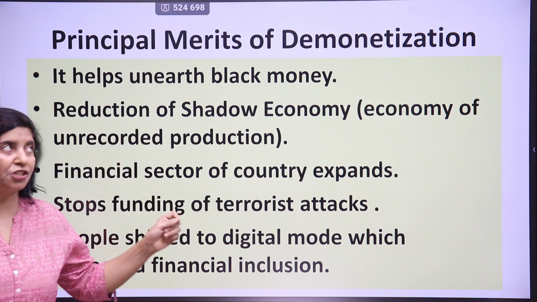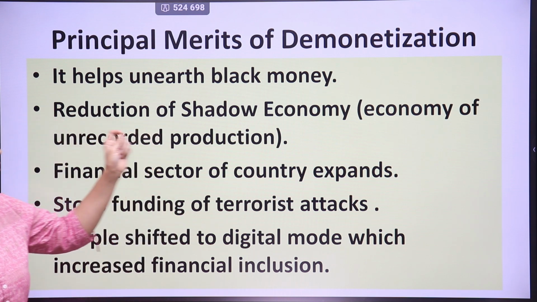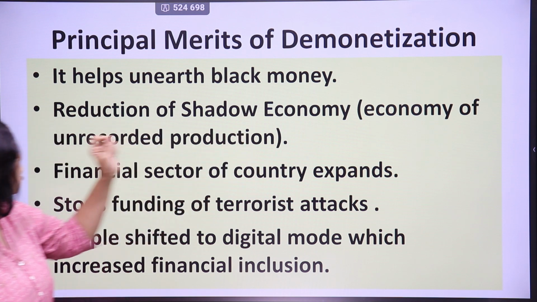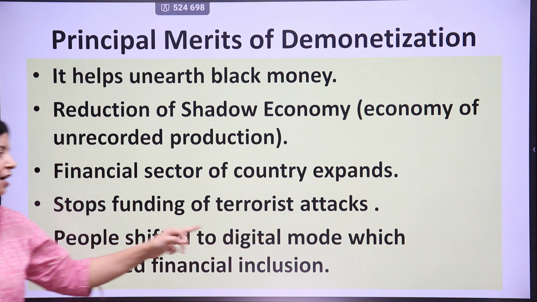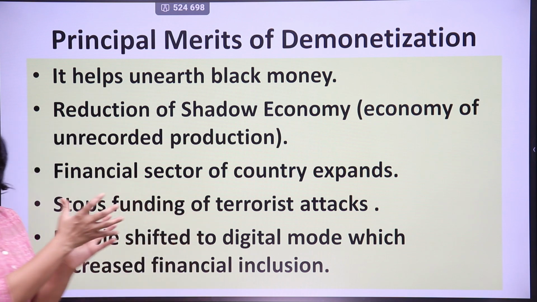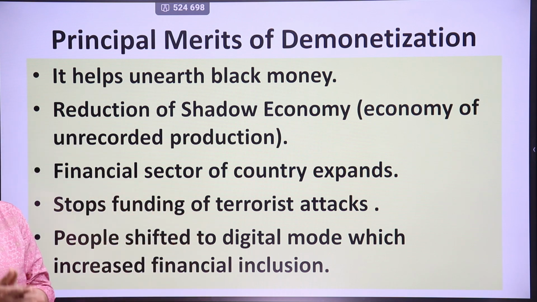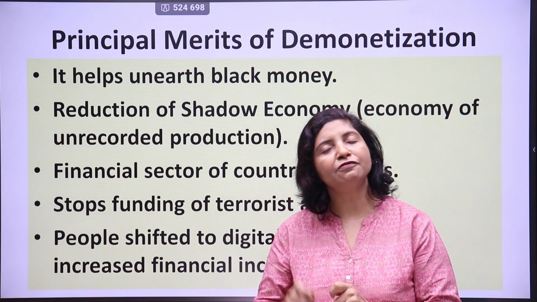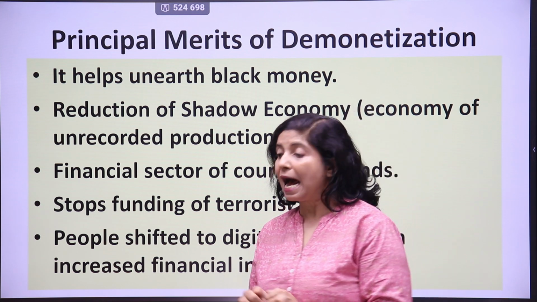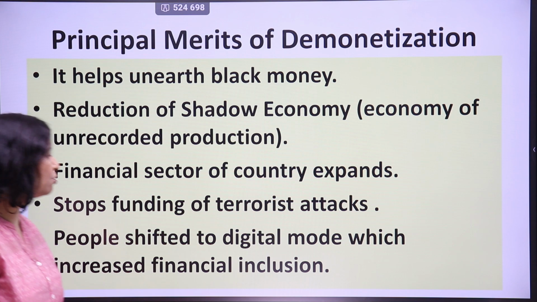Principal merits of demonetization: it helps unearth black money, reduction of shadow economy or economy of unrecorded production. People do not pay taxes on them actually. Then the financial sector of the country expands, stops funding of terrorist attacks, people shifted to digital mode which increased financial inclusion. So this is the most important advantage of your demonetization. What happened when people faced cash crunch? They did not have cash in their pockets. They shifted to digital money, okay, digital wallets, and that increased your financial inclusion in your economy.